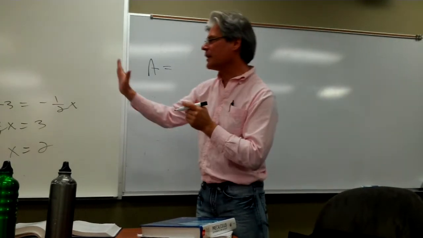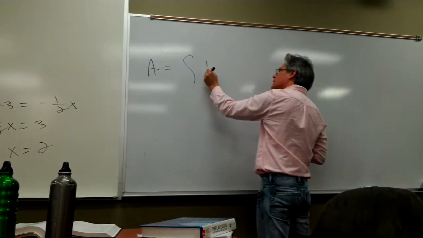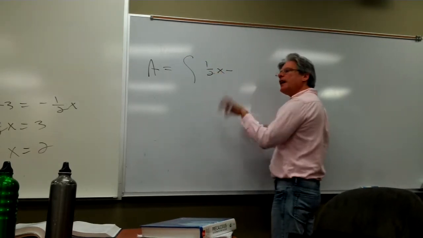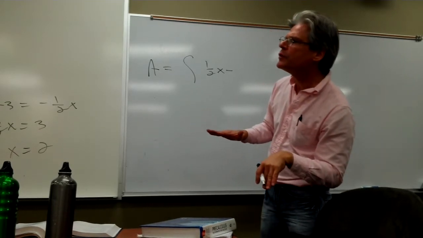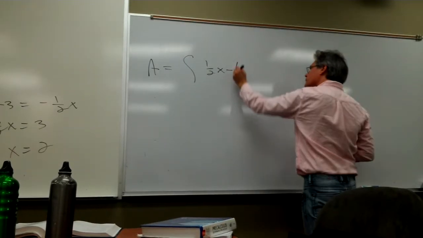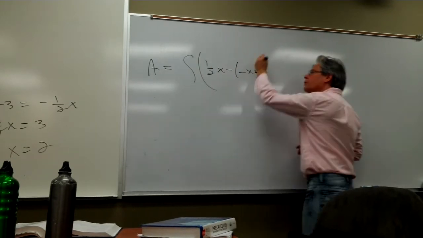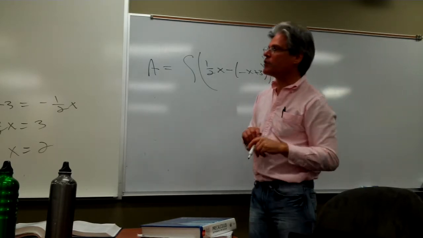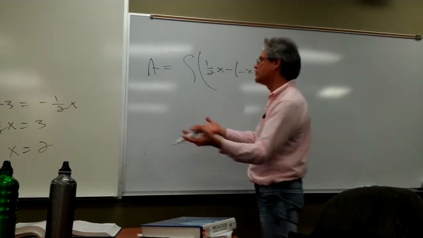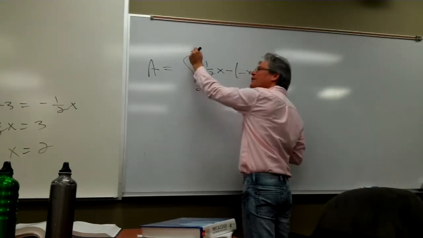To the left of that vertex, the top curve I wrote in red is one half x, minus the bottom curve, which I wrote in green, which is negative x plus 3. By the way, I'm integrating with respect to the variable x. And my bounds of integration are... how about 2 to 3?